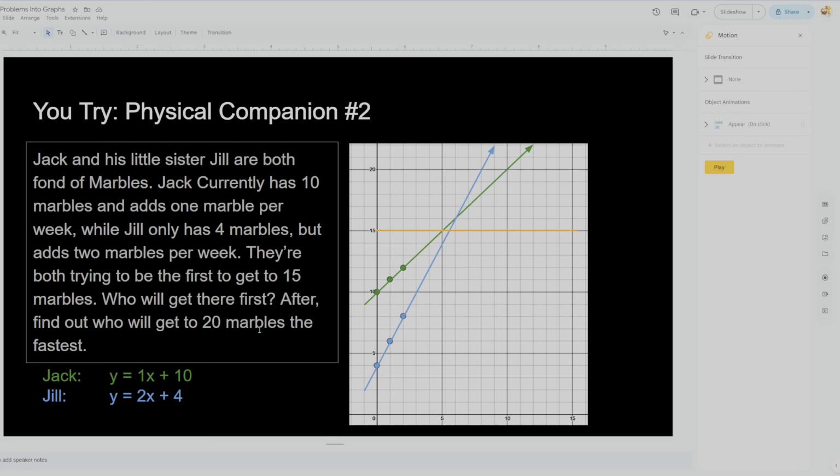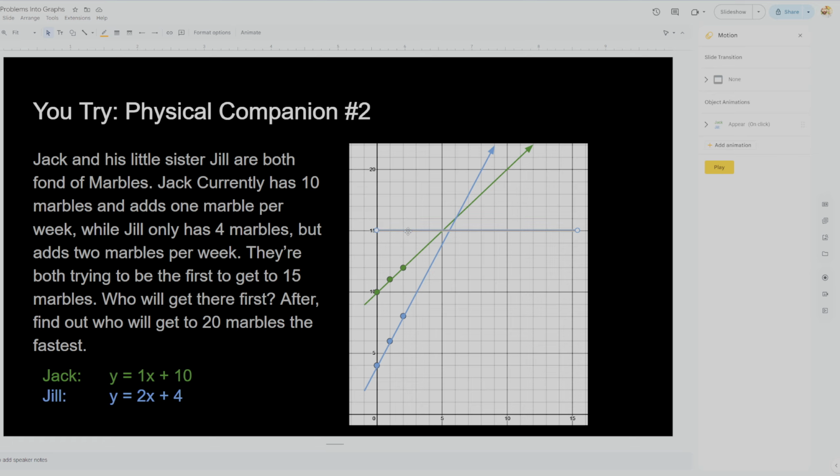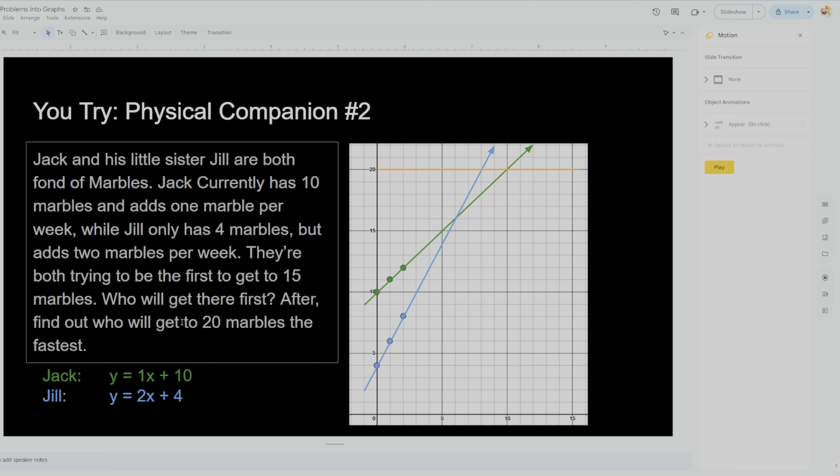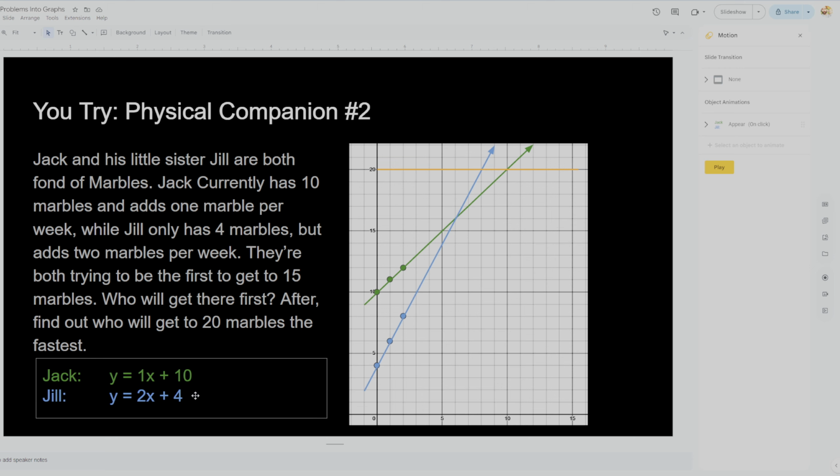The second question though asks who's going to be the first to 20. So let's go ahead and take this finishing point, drag it all the way up here to 20. And when we take a look at this, blue is now in the lead, with green actually ending it really far behind. Blue, of course, is Jill. So who will be the first to get to 20 marbles? Well, that's going to be Jill.